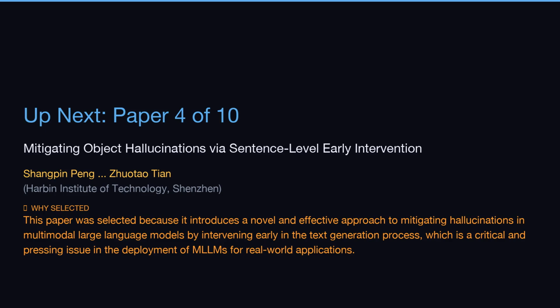Up next, our fourth paper out of 10, Mitigating Object Hallucinations via Sentence-Level Early Intervention by Shangping Peng and Zhuotao Tian from Harbin Institute of Technology, Shenzhen. This paper was selected because it introduces a novel and effective approach to mitigating hallucinations in multimodal large language models by intervening early in the text generation process, which is a critical and pressing issue in the deployment of LLMs for real-world applications. Let's break down its key contributions.